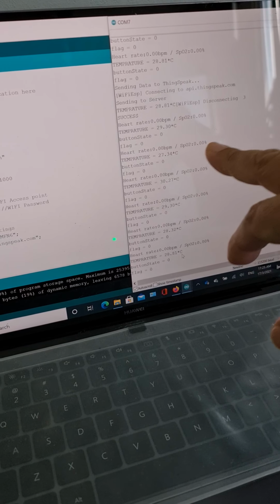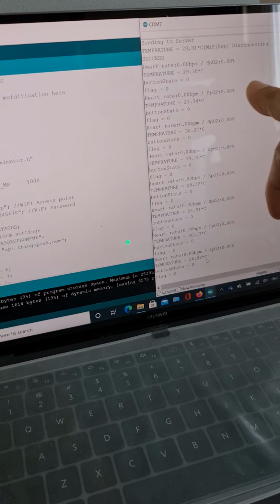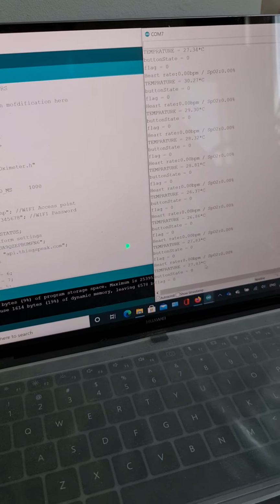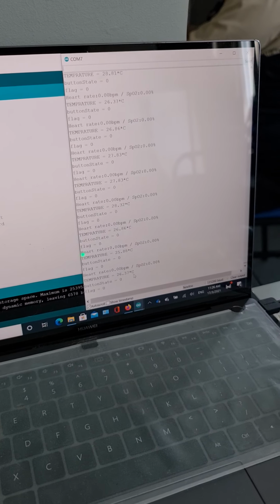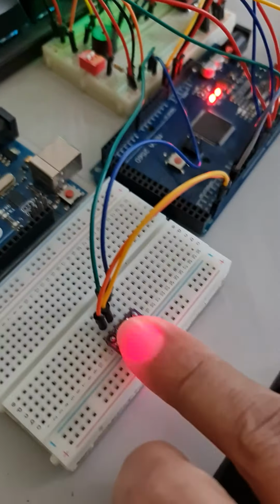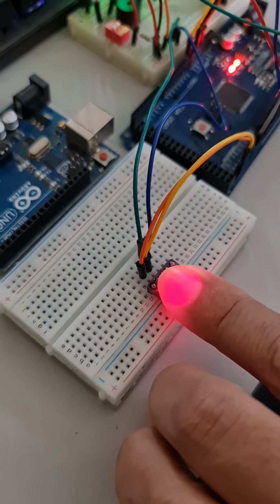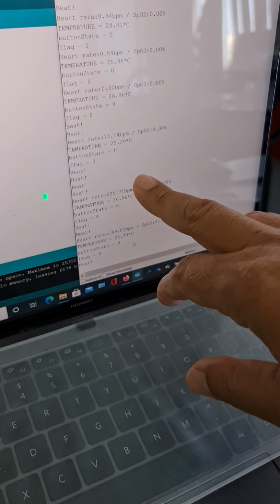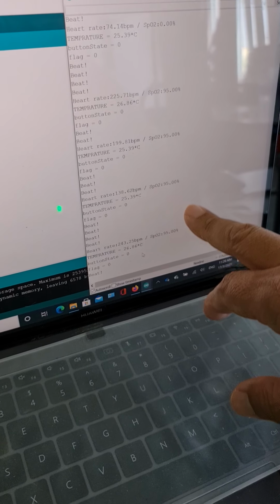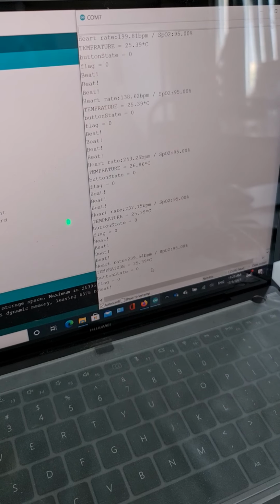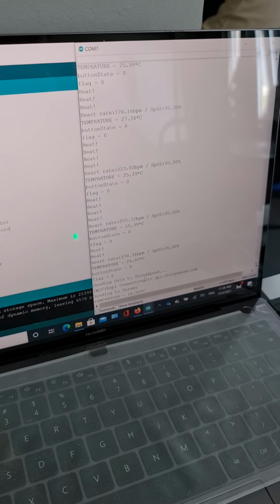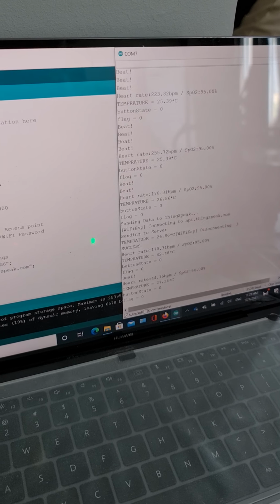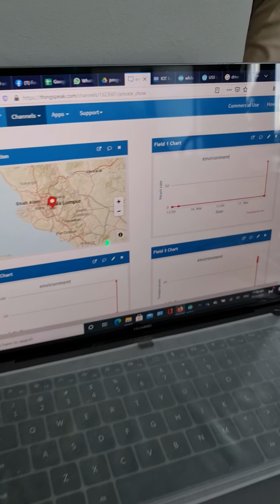And you can see this is connecting to the server, to TeamSpeak, and we are sending the data. So we have temperature, we have heart rate. Let me put my finger here to measure the heart rate. There is the measurement. My heart rate and my oxygen level, 99% oxygen. So there's the temperature.